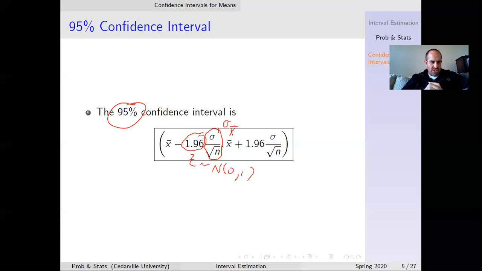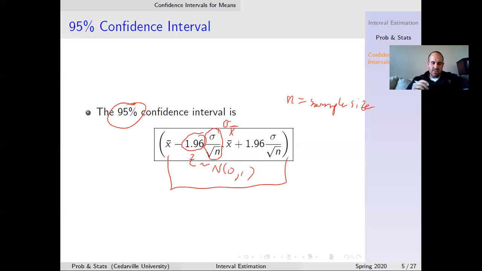But the main thing I want you to get here is this is the formula for the 95% confidence interval. You take your sample mean, you subtract 1.96 sigma over the square root of n, where n is the sample size, and you add 1.96 times sigma over the square root of n.